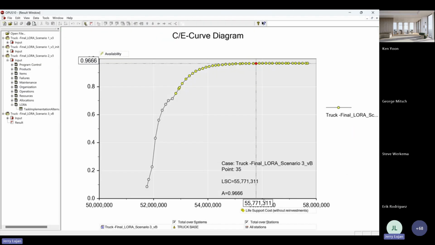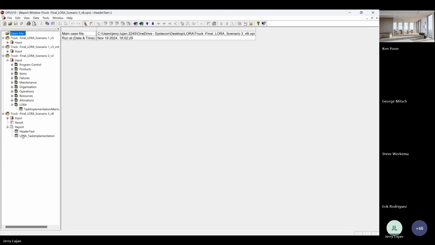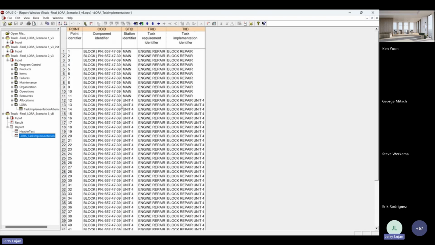This is still a LORA, and we get the curve that we're all familiar with now, hopefully. And we're going to, again, select them all. We're going to go in here, and we're going to run a report. We'll check that report. And you can see that we're doing a block repair, which is done at the depot. This particular task is done at the depot, but I can maybe expand that. Well, I think we could see it, but I'll expand it just a little bit.